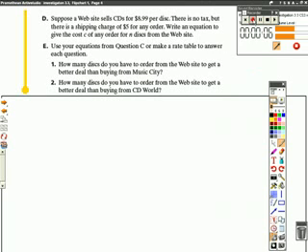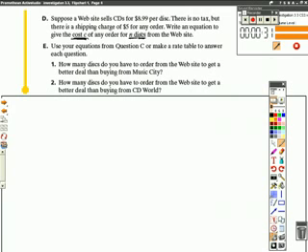Part D says that suppose a website sells CDs for $8.99 per disc. There is no tax, but there is a shipping charge of $5 for any order. Write an equation to give the cost, C. So cost is going to be C of any order for N discs from the website. Basically they just want us to write an equation for this particular problem.